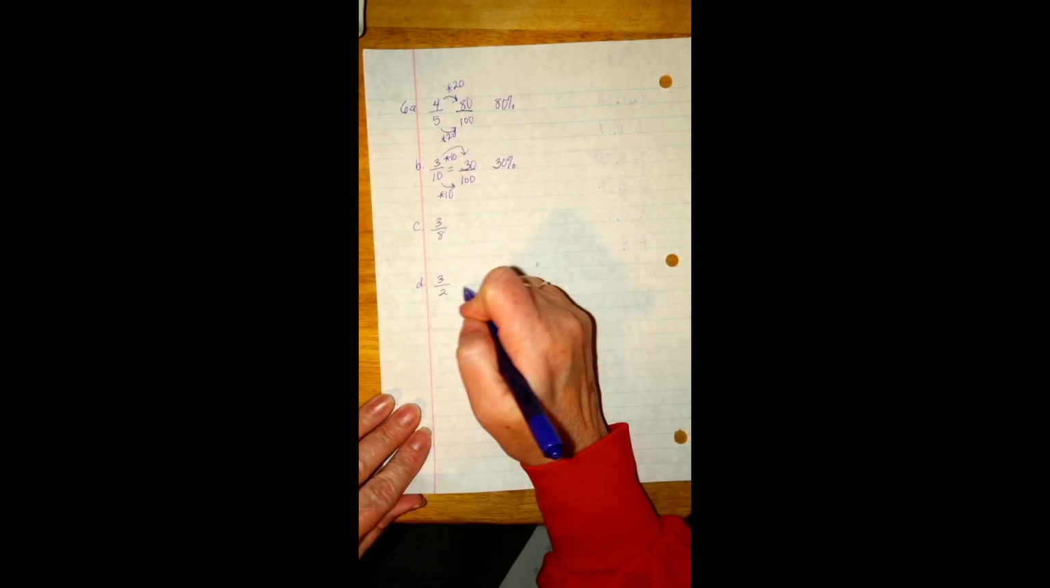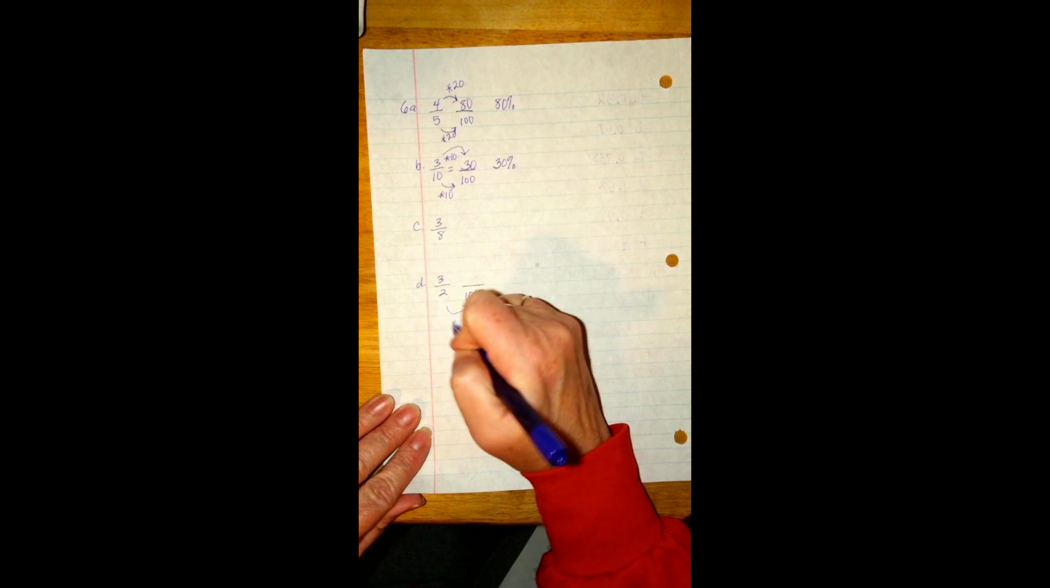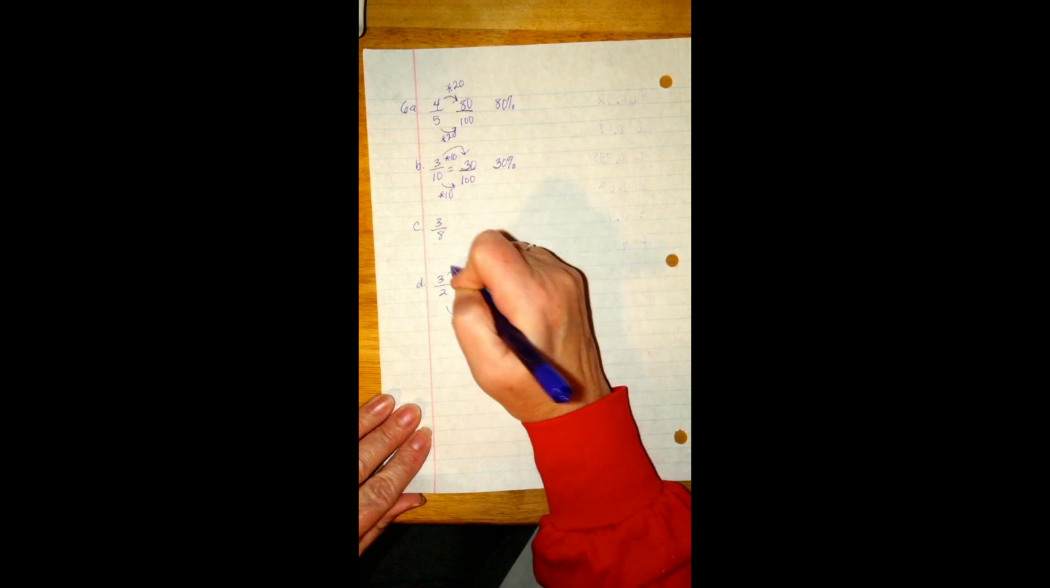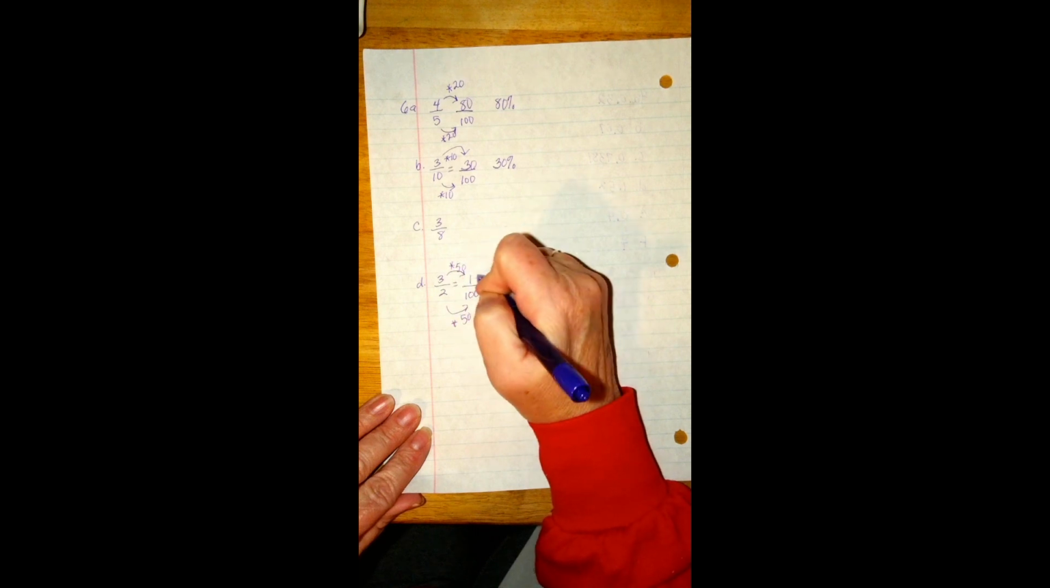I want to skip C. I'm going to come back to it. Letter D, we can scale up to 100. We would be multiplying by 50. 3 times 50, 150. So how do I write 150 over 100 as a percent though? And we had that previously.